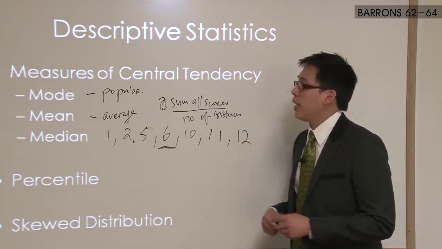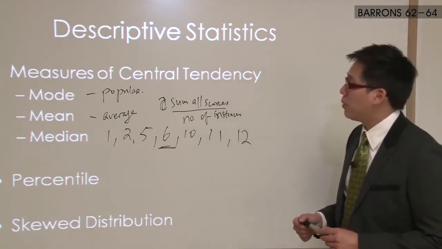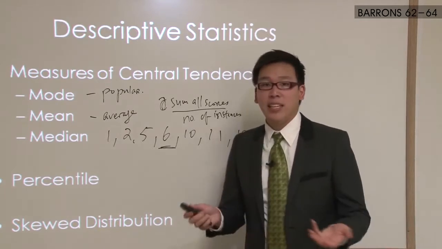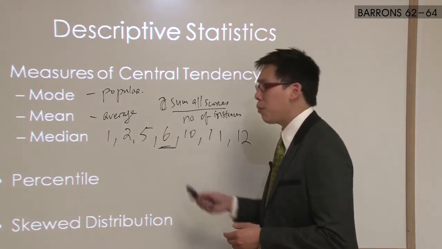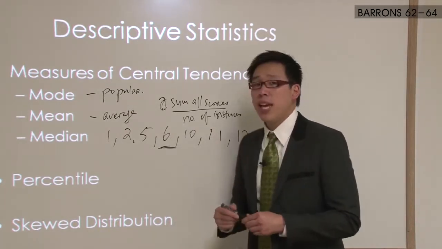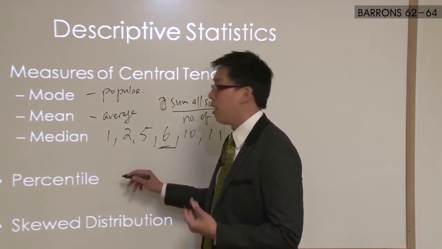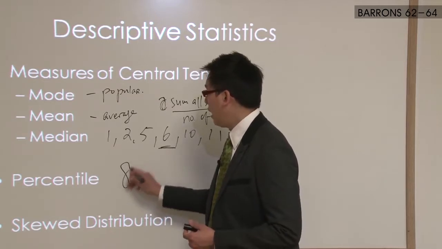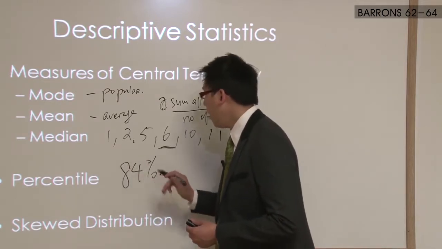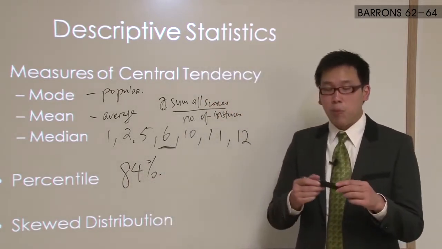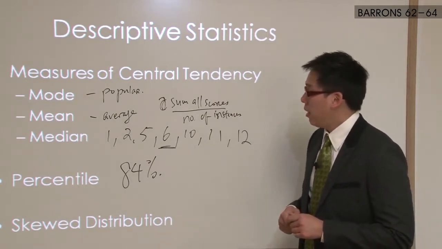To describe your own data, the idea of percentile comes up a lot. For those who've taken the SATs or AP exams, they do give you a percentile. Basically, if they give you a percentile, that means you did better than that percent of the people who took it. Let's say, for example, you take the psych test and you got an 84th percentile. That means you did better than 84% of the people who took the same test.